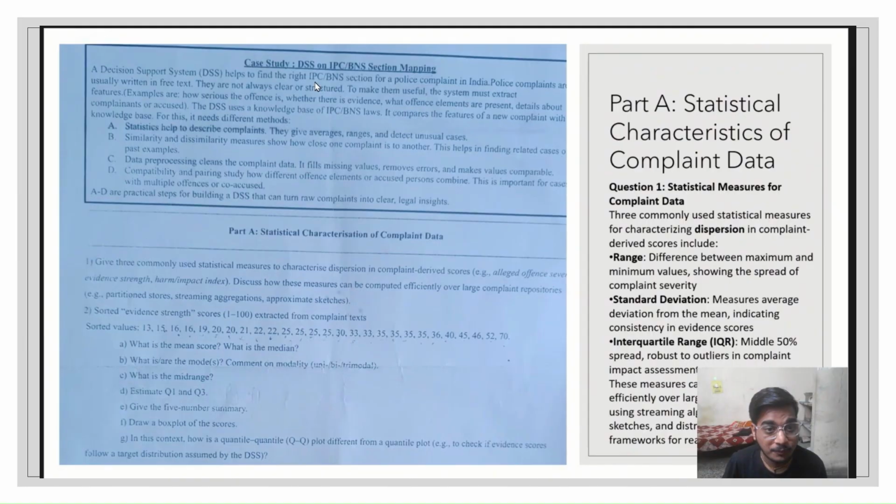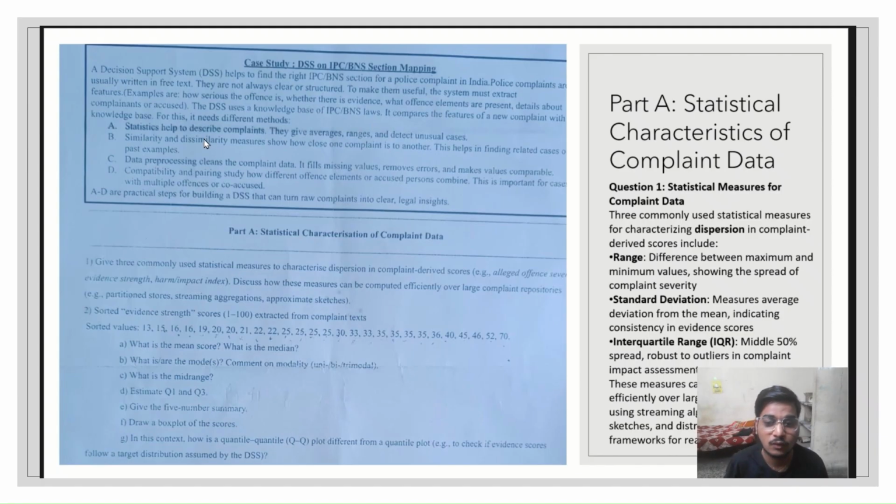This whole question paper is based on a case study, a decision support system which helps to find the right IPC BNS section for a police complaint in Indian police complaint centers. Complaints are usually written in free text and are generally not clearly well structured. To make them useful, the system must extract information according to the given complaints.